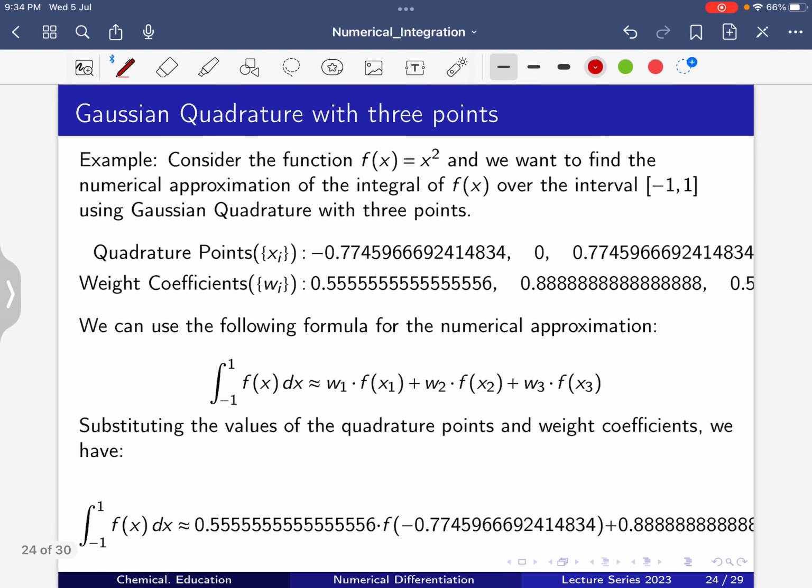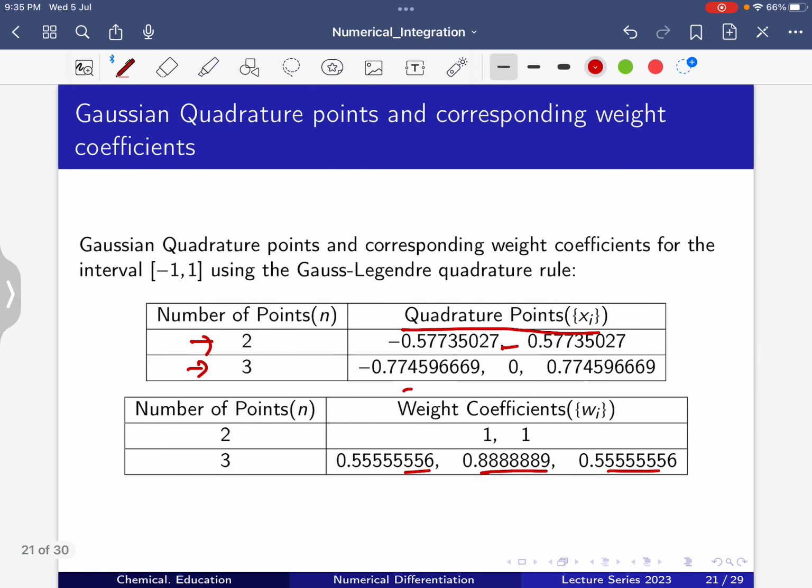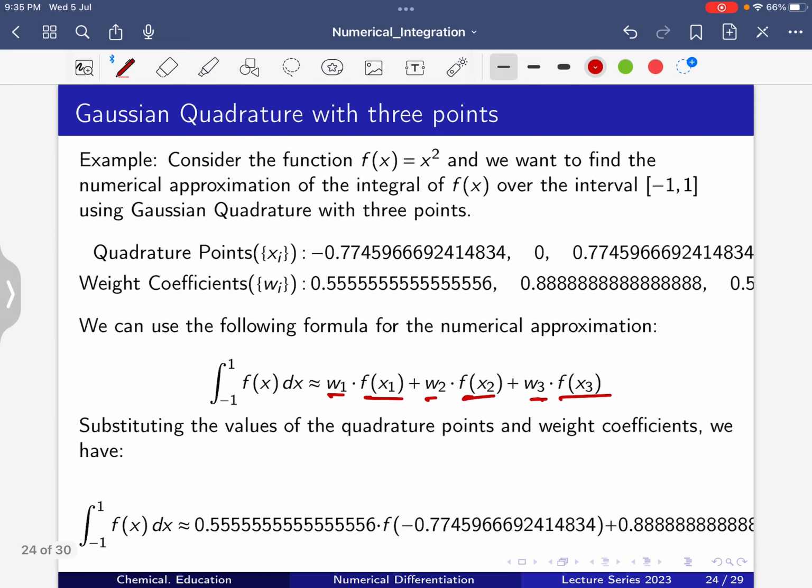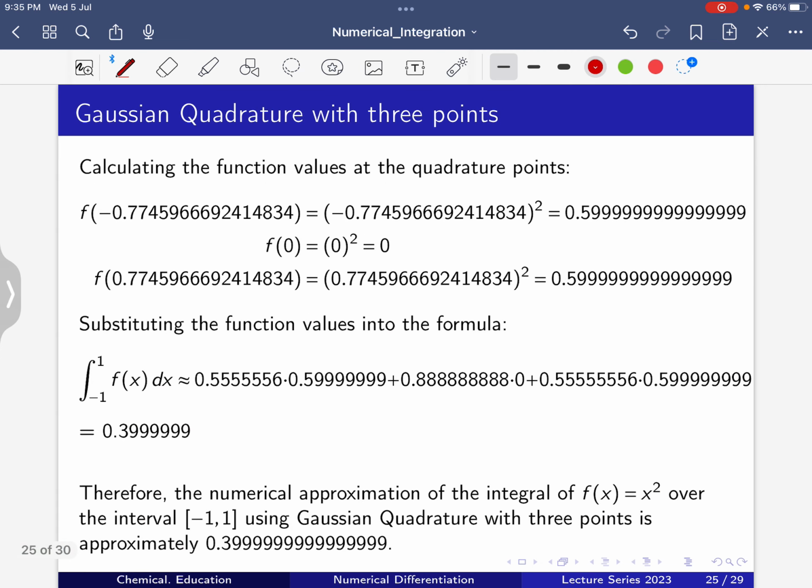Now if we take the 3-point formula, from -1 to 1, we have w1 f(x1), w2 f(x2), w3 f(x3). In a similar way, the w1, w2 and w3 values are known here. The weighting function is given here for 3 points, 0.55, 0.88 and so on, and the xi points are 0.77, 0 and 0.77. Using that we can put all these values.